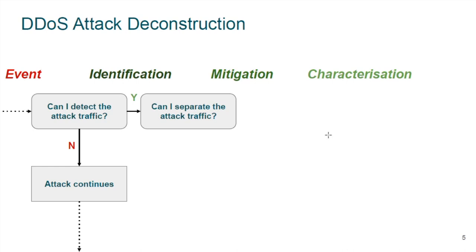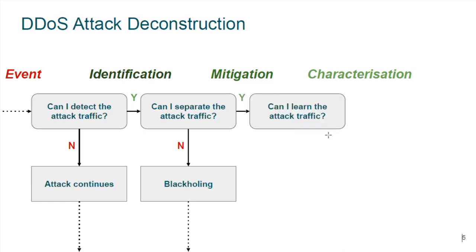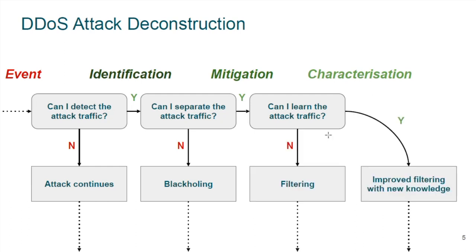If I can, then the question is, can I separate the attack traffic? And if not, then maybe I use black holing, where I discard everything that is addressed to some server or some network, which is coarse-grained. But if I can separate the attack traffic, then the question is, can I learn something from the attack traffic? If I cannot, then I will use filtering. But if I can, then this would allow us to improve our filtering process by leveraging new knowledge, like understanding the attacks better, comparing them, learning, and then perfecting these mitigations.